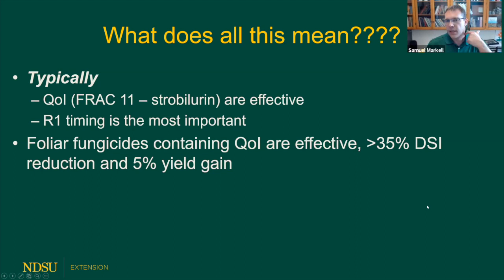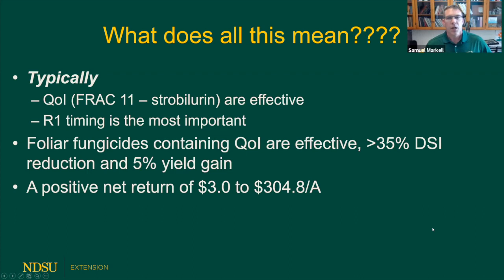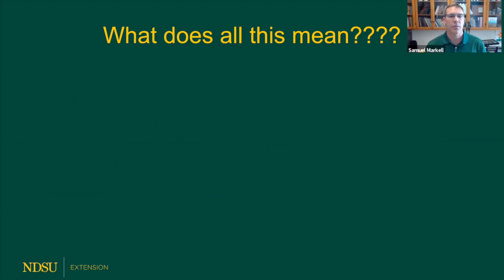Foliar fungicides containing those strobilurins are effective, and what I mean by that is they have reduced the disease severity index by about 35% and caused about a 5% yield difference as a mean. If you take all the headline data at R1, the positive return is about $300 an acre. And there's a lot of different factors in this. It's related to many things that you might already know: your risk of infection, how sensitive your hybrid is, things like that. Obviously, the price of the chemical and the price of the crop.